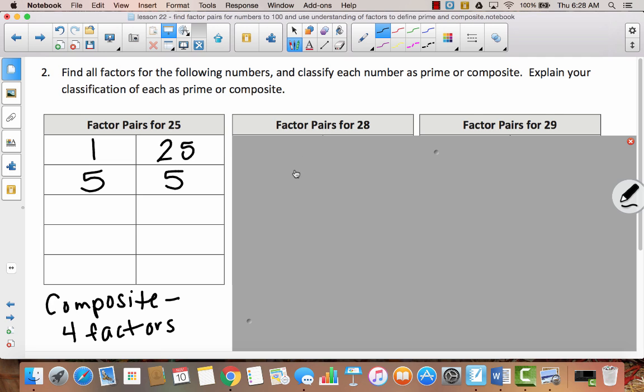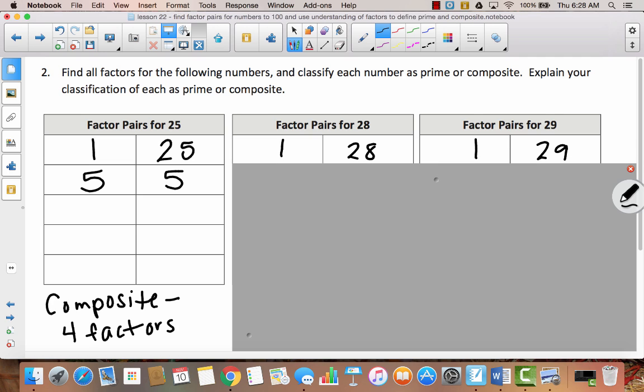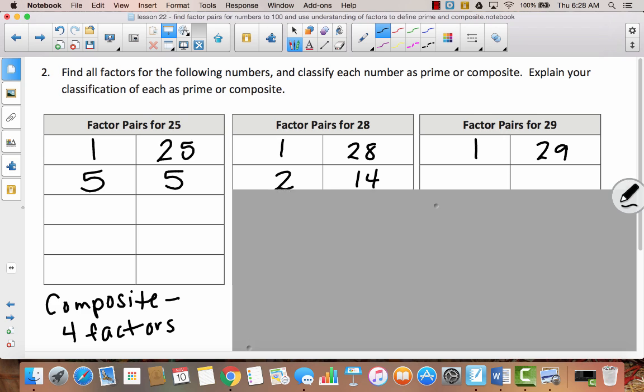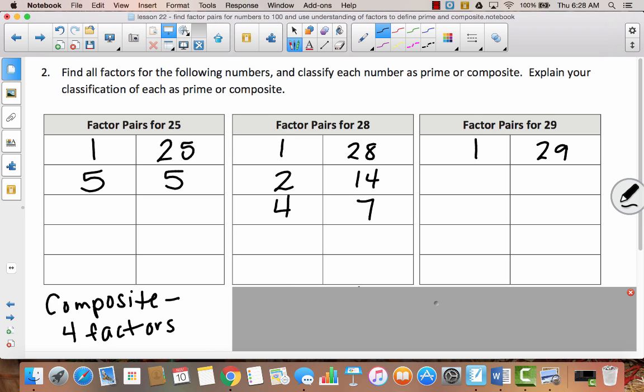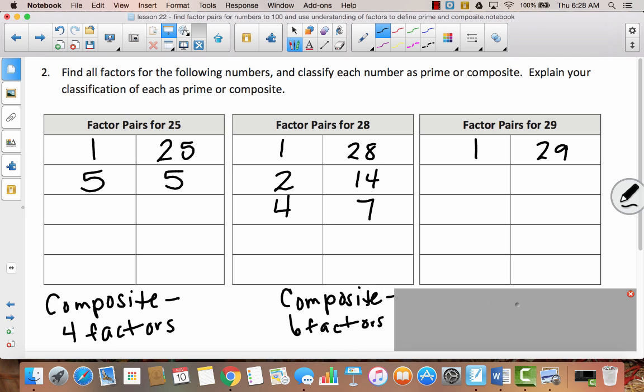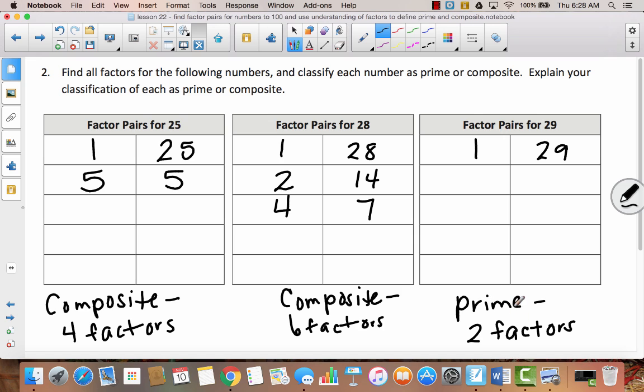So first of all, I thought to myself, well, I know 1 and 28 are factors, just like in 29, 1 and 29. So then I thought, well, after 1 would be 2, and I thought 2 times 14 equals 28. I knew that because it's an even number, and all even numbers have a factor of 2. Nothing times 3 equals 28, but 4 times 7 does equal 28, and nothing times 5 and nothing times 6. So 28 is composite. Again, it has 6 factors. For 29, I could only think of the 2 factors, so it is prime because it only has 2 factors.